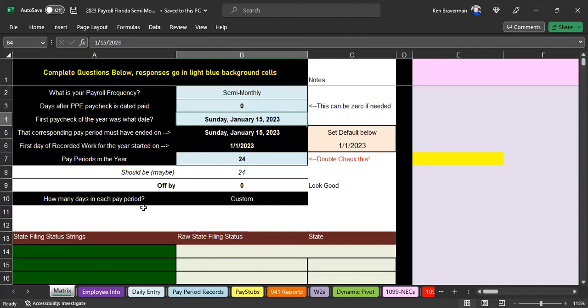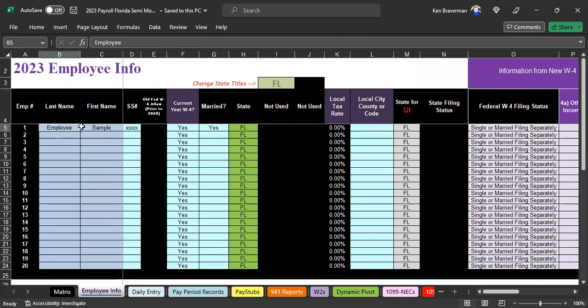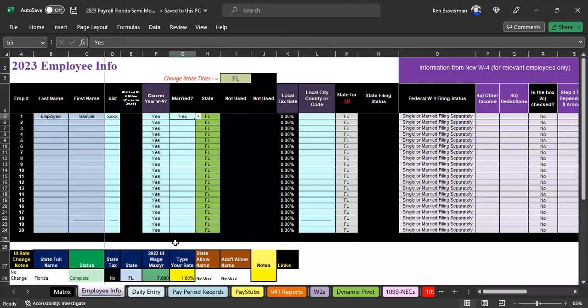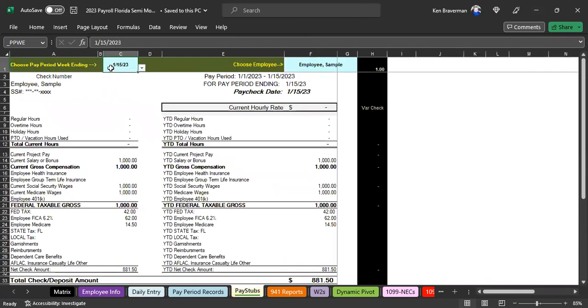But this is your semi-monthly payer. Same situation, except this is only paying twice a month, right? Same person, they're married, they're in Florida. What does their pay stub look like for this person? Their pay stub, the first one comes on the 15th of January, because a semi-monthly payer generally pays the middle of the month on the 15th and the last day of the month.